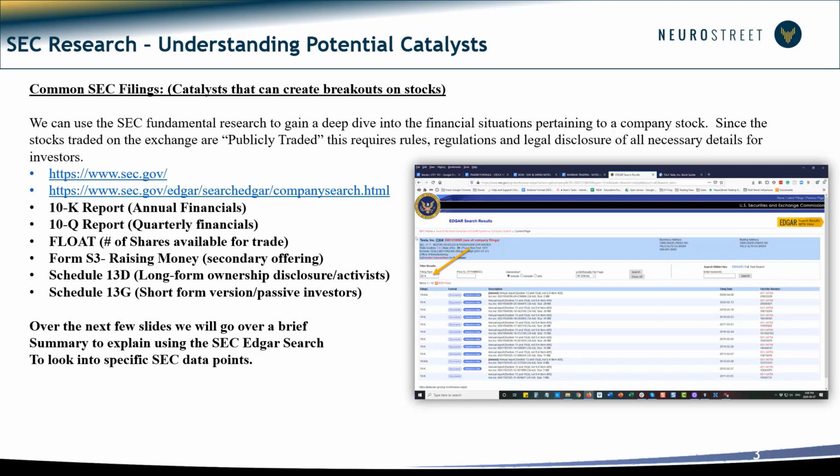And so there's a website that we're going to use here for this example, and it's the sec.gov website, and the sec.gov/Edgar search website. It's all the same. It's just an Edgar search. And the purpose of this is we're going to go through the 10K report, annual financials, the 10Q report, quarterly financials. We're going to take a look at the float, which is the number of shares available to trade. We're going to talk about secondary offerings, long-term ownership and activists, and then short-term versions and passive investors.